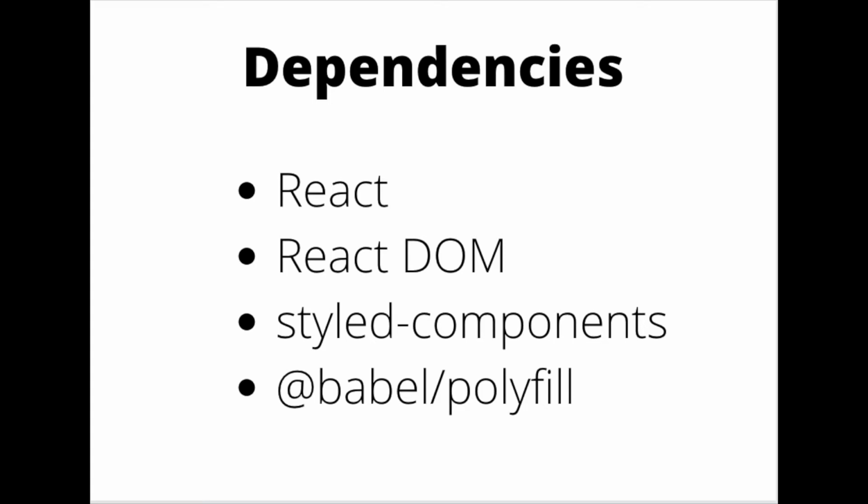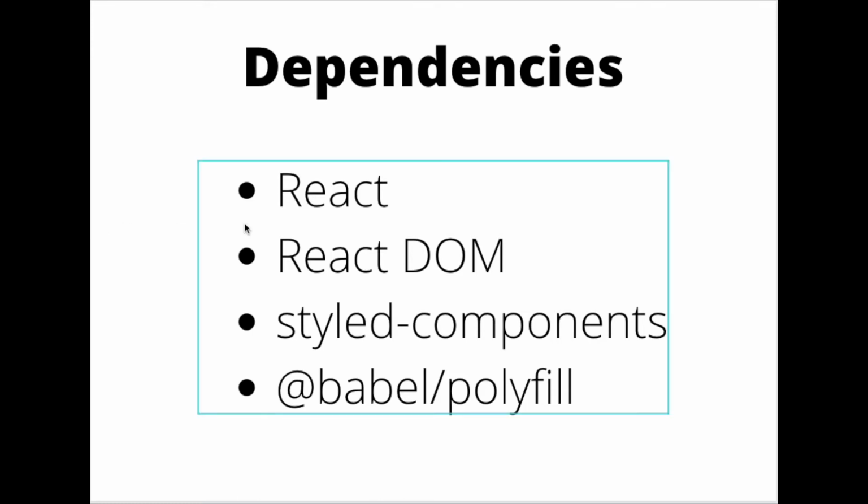So before that, we need to work out what our dependencies are. Because this is gonna be a React project, our main dependencies are React and React DOM, and for styling, I decided to use styled-components. We're also gonna use Babel to transpile our code to ES5 or whatever, depending on what kind of browser support we have. And because of that, we're gonna include the Babel polyfill.